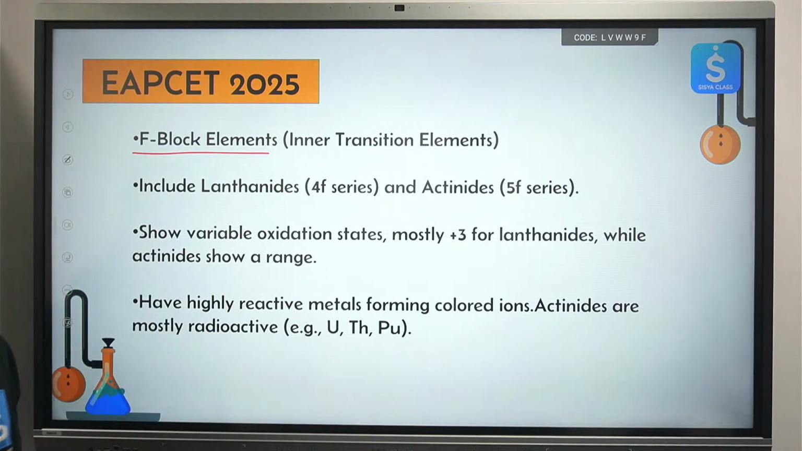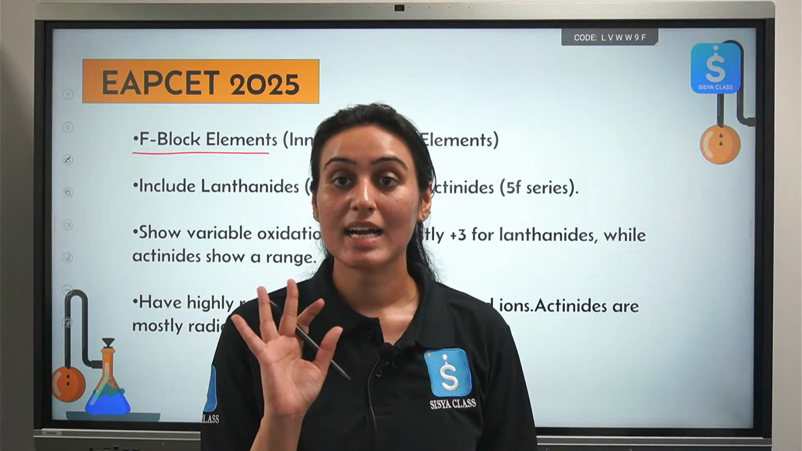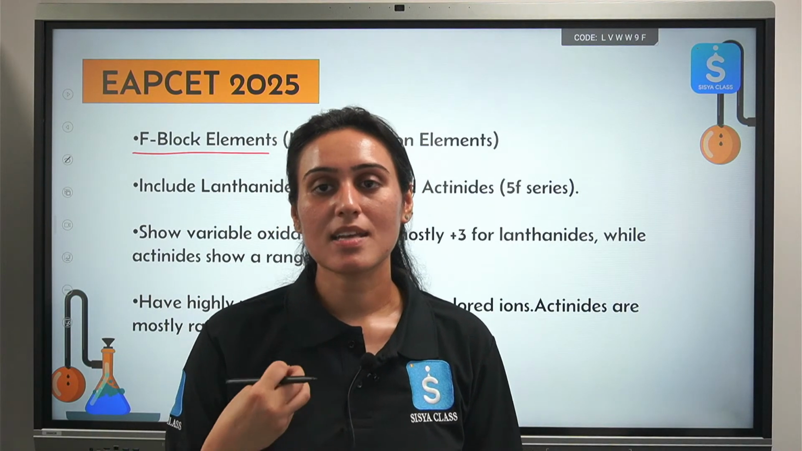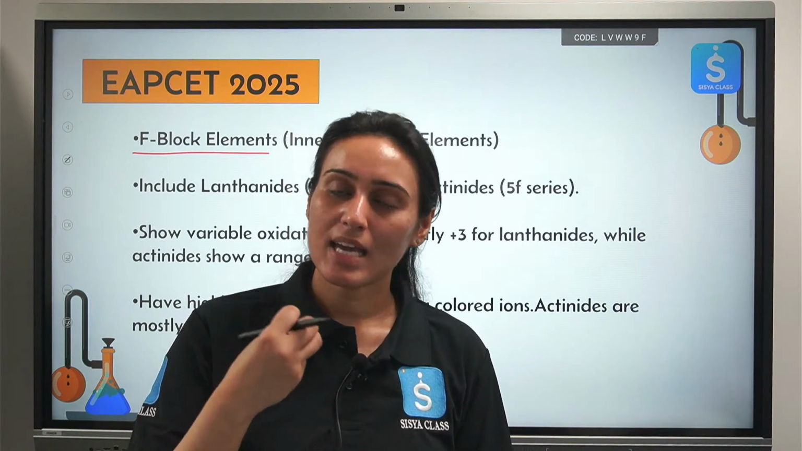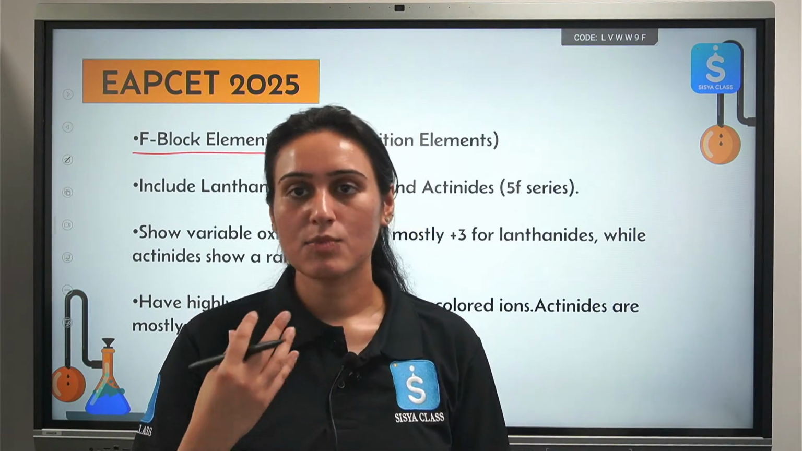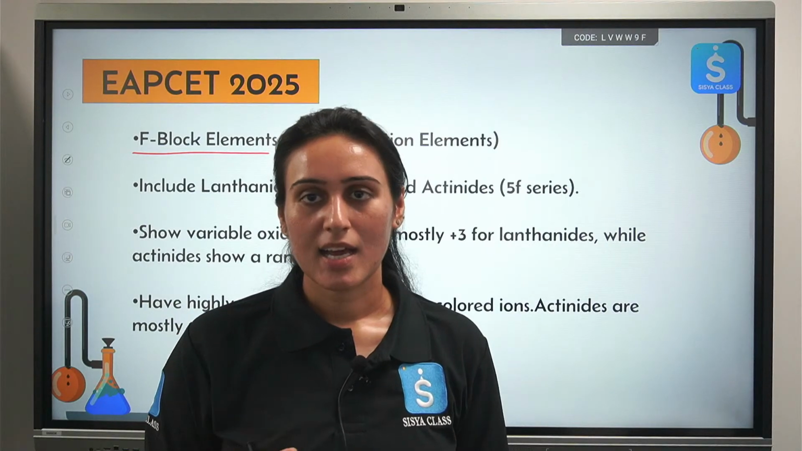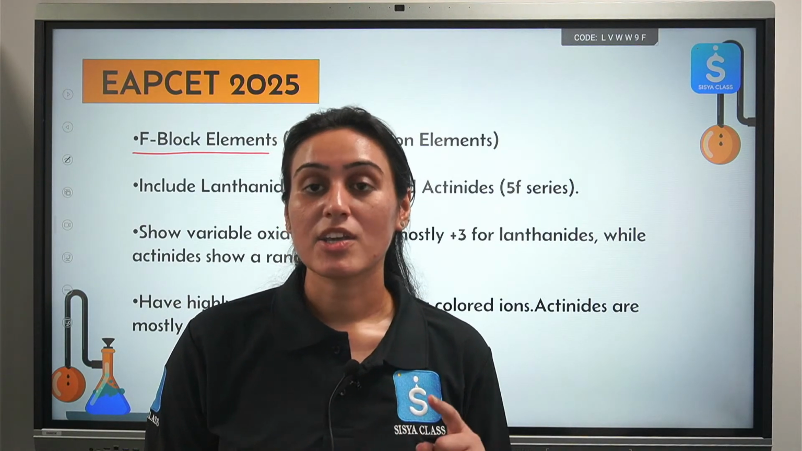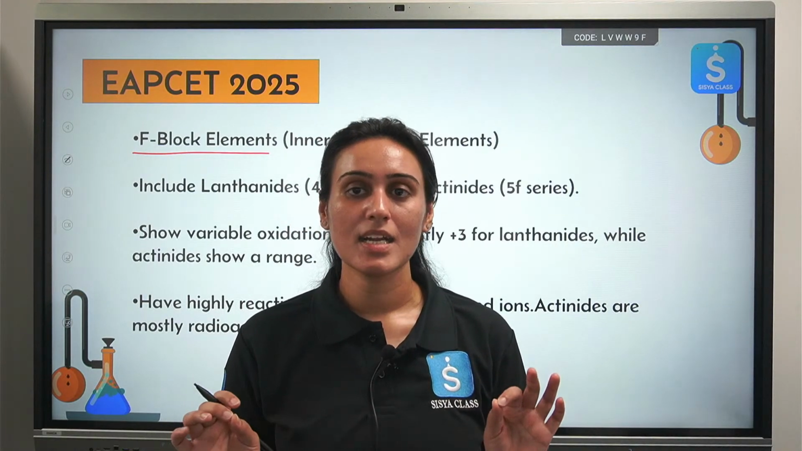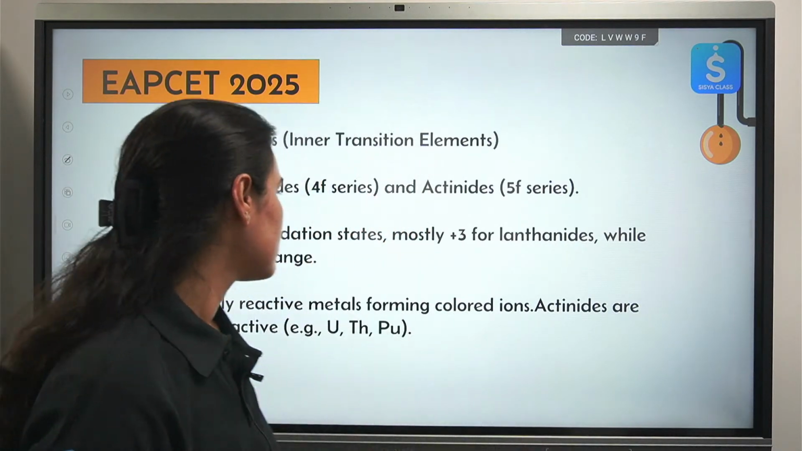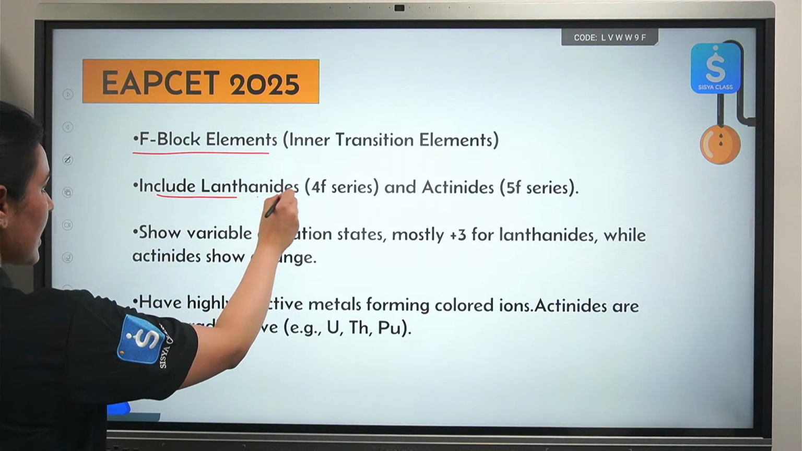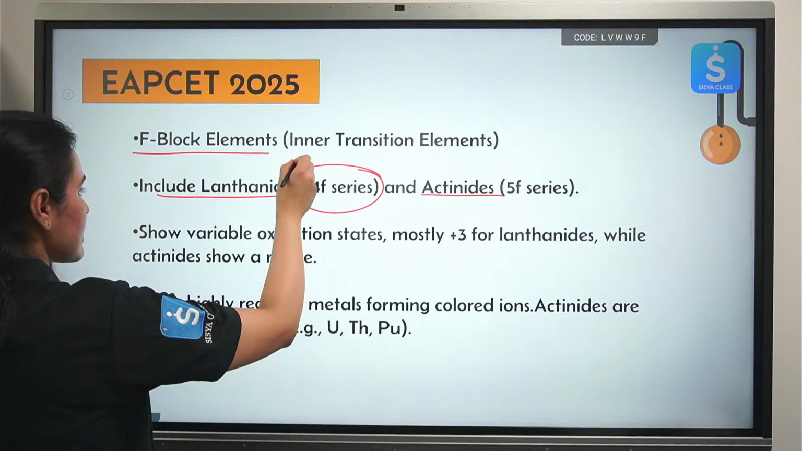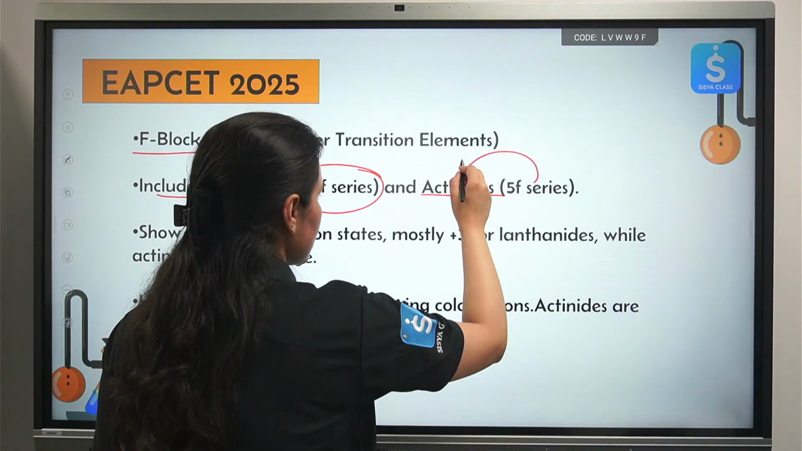So what about F block elements? Your D block elements are called transition elements. In order to call an element a transition element, it must have unpaired electrons in its d orbital or in its most common oxidation state. In order to call an element an inner transition element, your last electron must enter f orbital. Okay. So we have lanthanides and actinides in case of F block. 4F series is known as lanthanides and 5F series we call actinides.